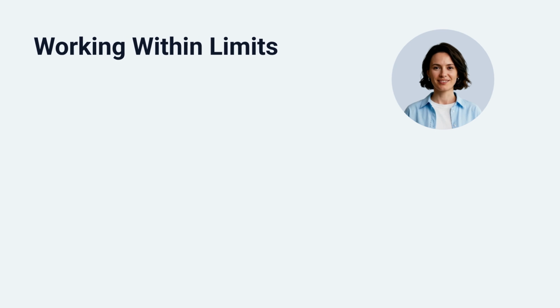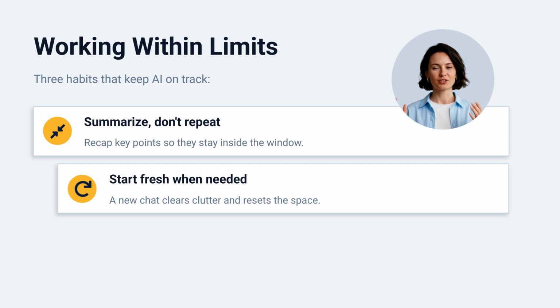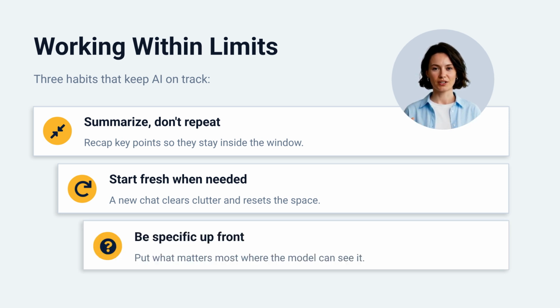The good news is that we can easily work within these limits. I'm going to share three simple habits with you that can help. One, always summarize rather than repeat. Recap the key points so they stay within the window. Two, start a fresh chat when a conversation gets cluttered. It clears the memory and resets the space. And three, always put what matters most up front, where the model is sure to see it.